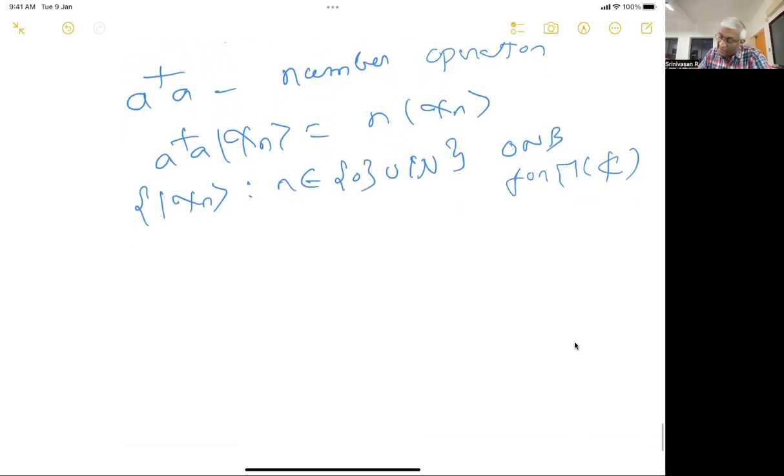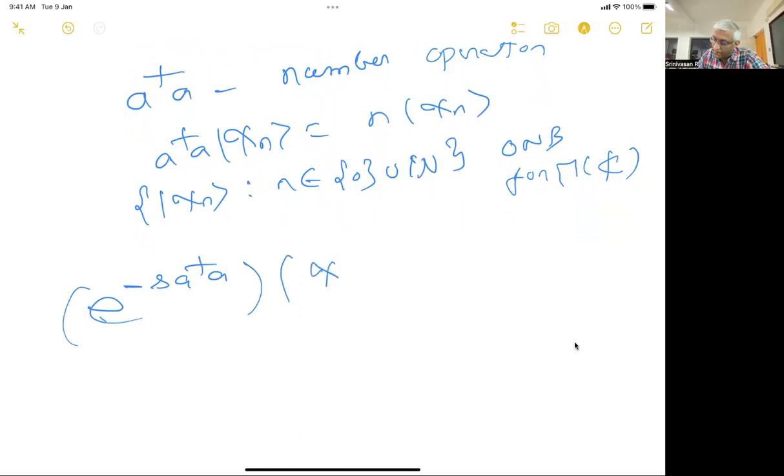Now, let us consider e^(-s A dagger A), which we can define on eigenvectors, acting on any chi^n as e^(-sn) chi^n. This is a functional calculus kind of thing, e^(-sn).